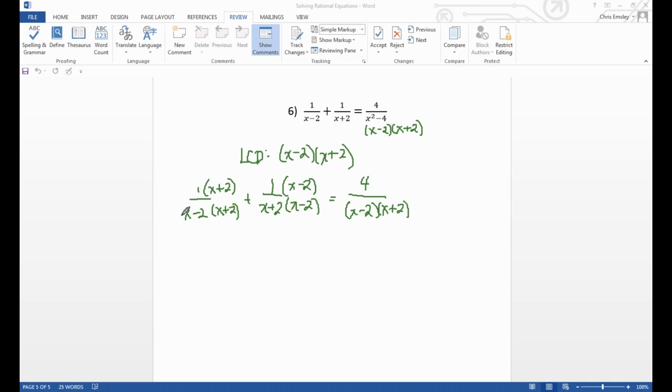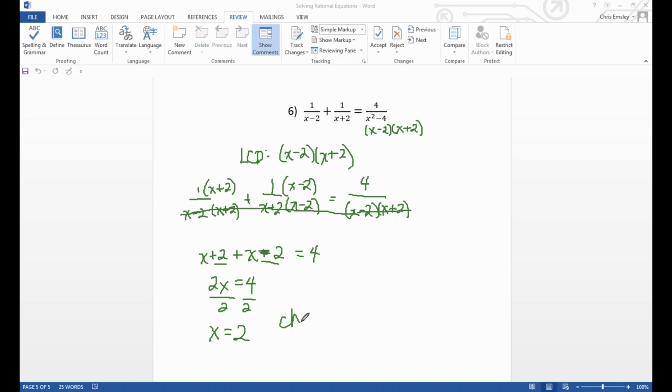Because these are equations, I can multiply everything by x plus 2, x minus 2, and all those denominators just cancel out. We are left with x plus 2 times 1, so the 1 goes away, plus x minus 2 equals 4. Again, so much easier to solve now that we've cleared those fractions. Over here we have a 2x. The plus 2 and the minus 2 go away. So we just have 2x equals 4. X equals 2 is our answer.